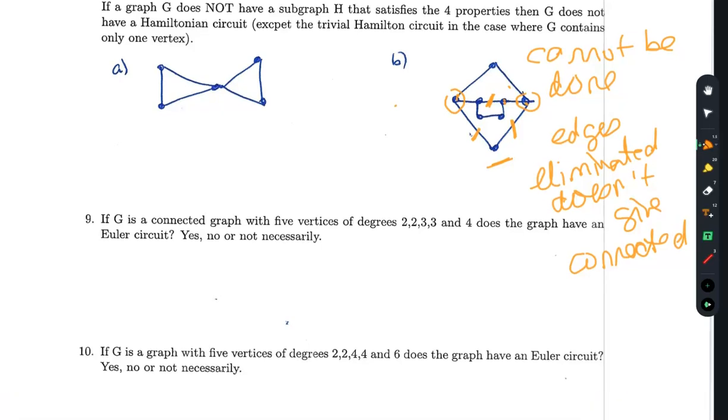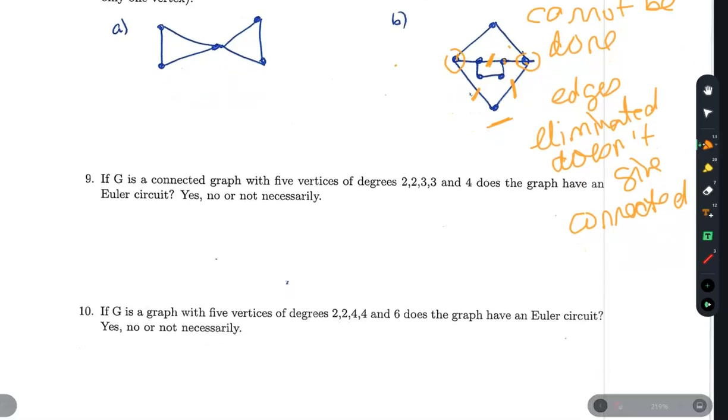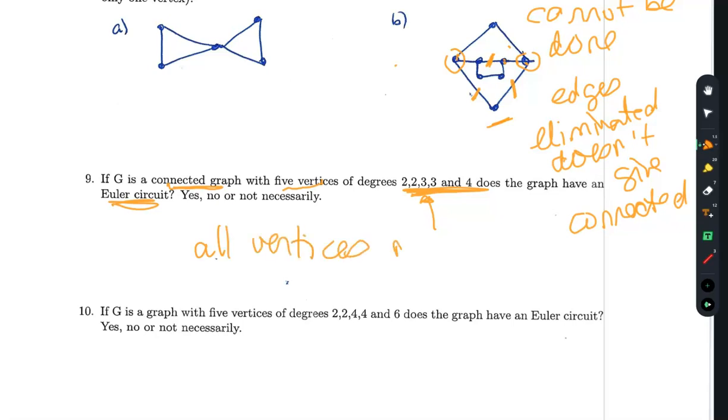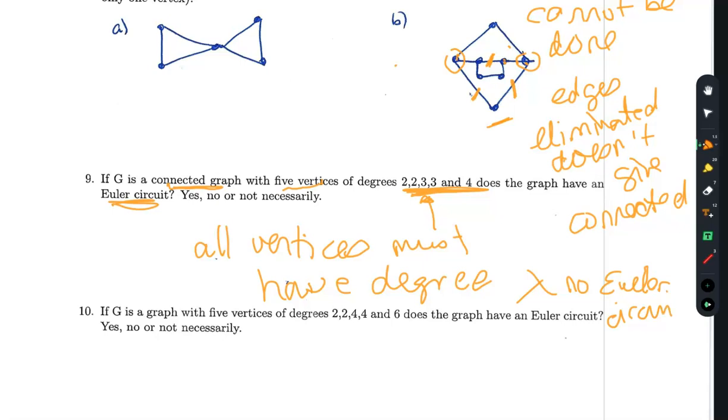Okay, so here's another one. I've got a connected graph. Okay, that's good, right? If I'm going to have an Euler circuit, it's got to be connected. It has 5 vertices, and here are the degrees of the vertices. Wait a minute, I've got 2 vertices of degree 3. So all the vertices must have an even degree. So this cannot happen. No Euler circuit.